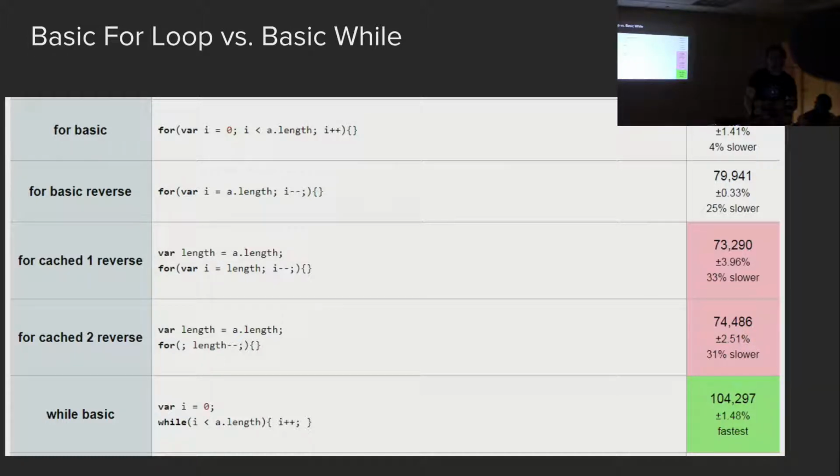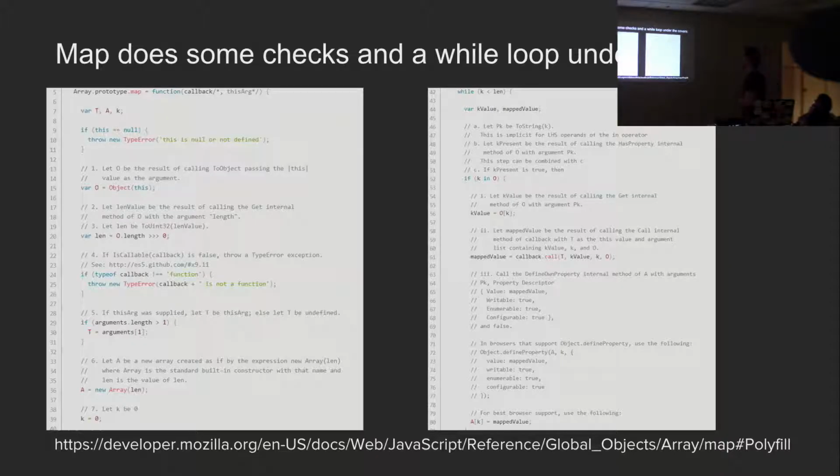So my guess, to give an answer, I don't have an exact answer, but the while loop is all the way over here, and there's all this other stuff where it does some checks on the callback and the args it gets. My guess is that map is slower because it does all of these checks before it even does the loop.